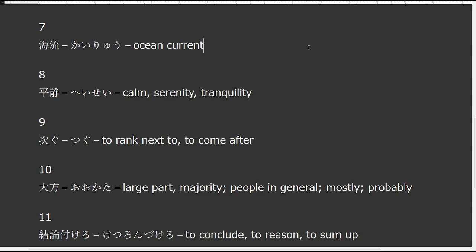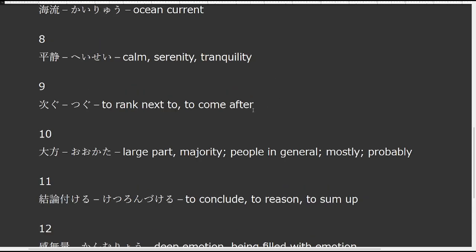Kairyu desu is our ocean current. Kairyu is an ocean current. Number eight is heisei.